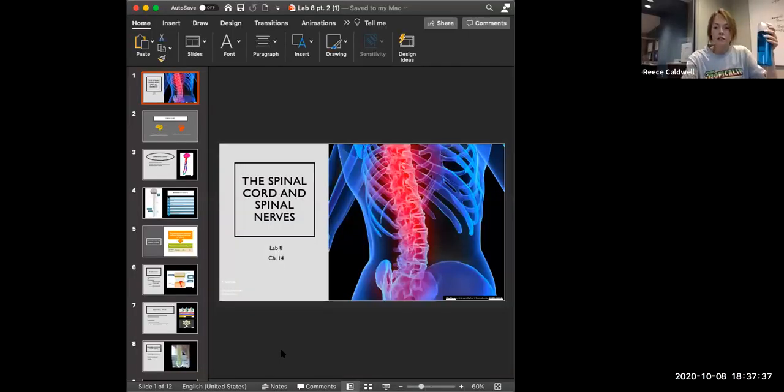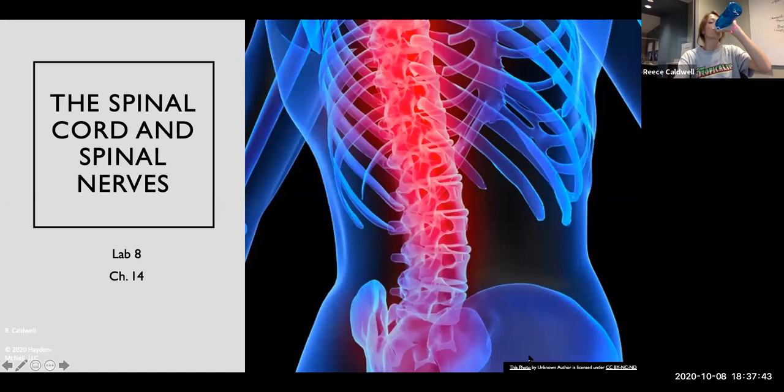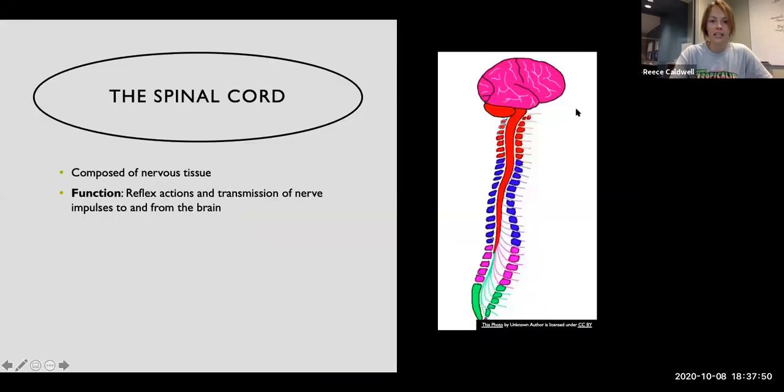Spinal cord and spinal nerves. So this is chapter 14, the spinal cord and spinal nerves. So let's begin. So the spinal cord, what is it? It is composed of nervous tissue.